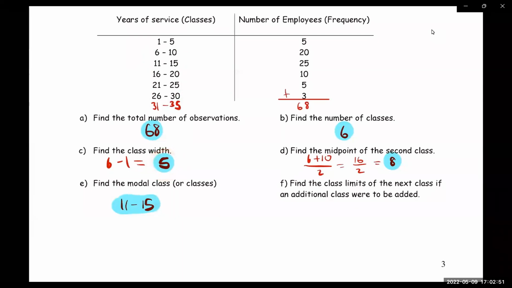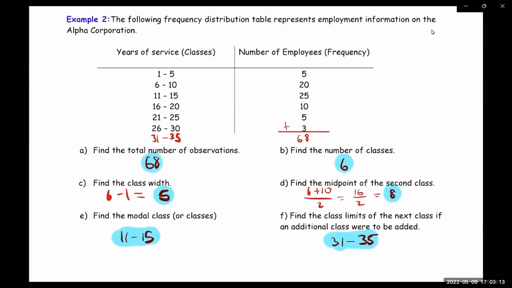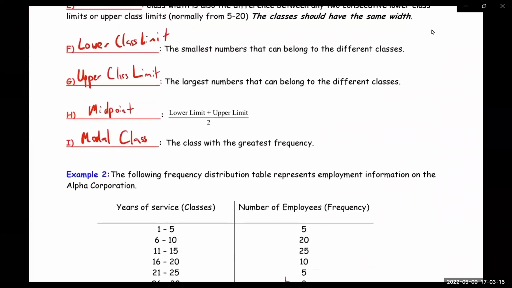So yeah, the class width is 5, so you just add 5, add 5, add 5. Keep on adding 5, and that's how you get from 26 to 31 if you add 5. Same thing over here, plus 5, plus 5, plus 5, plus 5. So it is going to be 31 through 35. All right, very good. So that is that. Let's keep going.